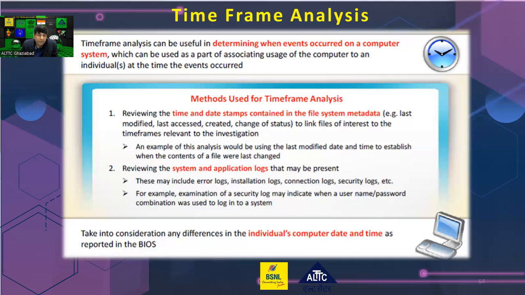The second method for time analysis is reviewing the system and application logs that may be present. These may include error logs, installation logs, connection logs, and security logs. For example, examination of the security log may indicate when a username and password combination was used to log into a system. Take into consideration any differences in the individual computer's date and time as reported by the BIOS.